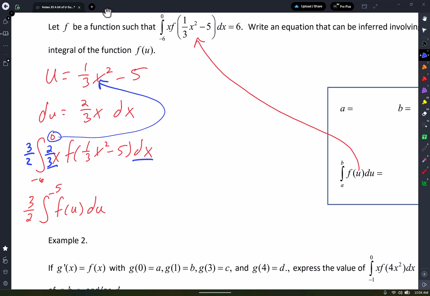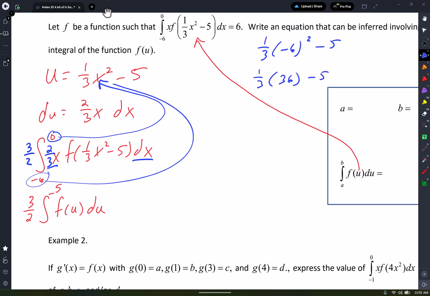Okay, got it. When x is -6, I'm going to have to do that one. 1/3 times -6 squared minus 5. 1/3 times 36 minus 5. 3 goes into 36 twelve times. And then 12 minus 5 is 7, so I'm going to put a 7 in the bottom here. Now all this, I haven't done anything, guys. It should be the same value as my top integral. So all this still equals 6.